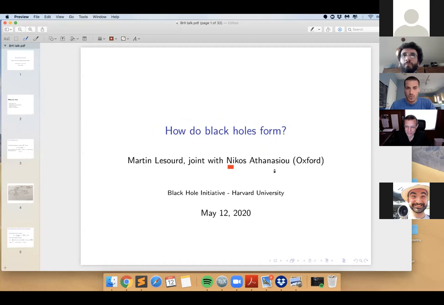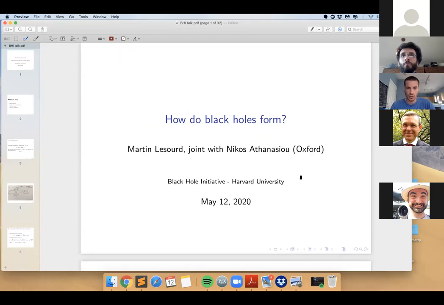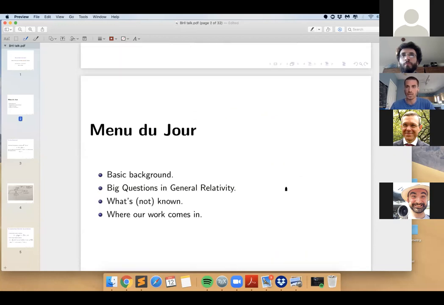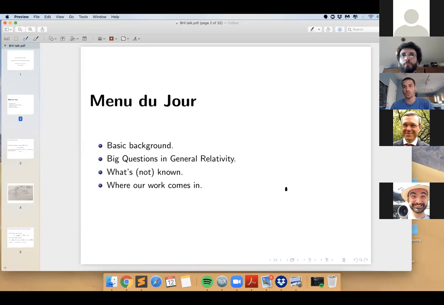This is joint work with Nikos Athanasiou, who's in the final stages of his PhD at Oxford and who I learned a great deal from. He is an expert on trapped surface formation, and that's how we started the project together. I went to one of his seminars in Oxford and learned a great deal from him. So this is our joint work now that's been going on for over 12 months already.